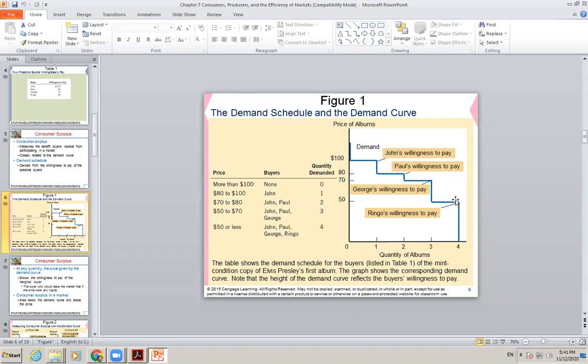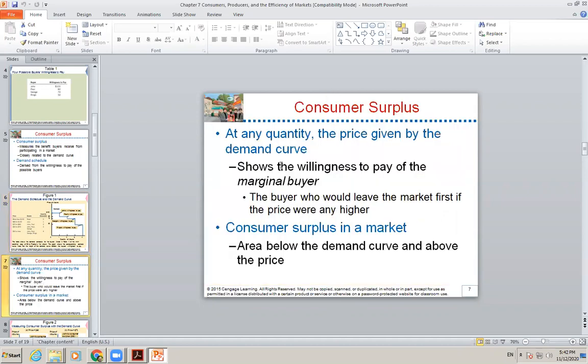So this shows the relationship between the price and the quantity. Mainly we're speaking here about consumer surplus: the maximum amount that you're willing to pay and how much you actually pay. The difference is the consumer surplus you get. At any quantity, the price given by the demand curve shows the willingness to pay of the marginal buyer, the additional buyer. Marginal here means additional buyer, the buyer who would leave the market first if the price were any higher.